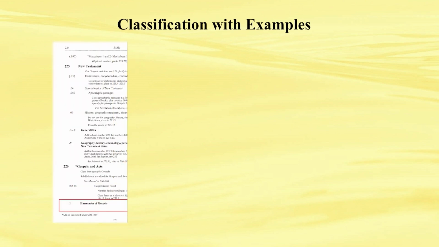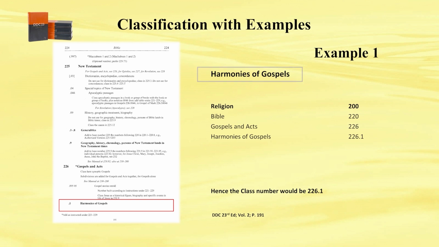So our first example is Harmonies of Gospel. This is a very simple number. Actually, gospel is the story from the Bible, so we naturally go to religion, that is class 200. Then under 200, from the third summary you can get the number for Bible, that is 220. Under 226 there is a section under Bible, that is Gospels and Acts. Under 226 there is a subject, harmonies of gospel, that is 226.1.